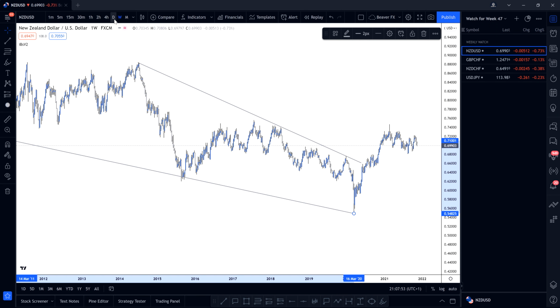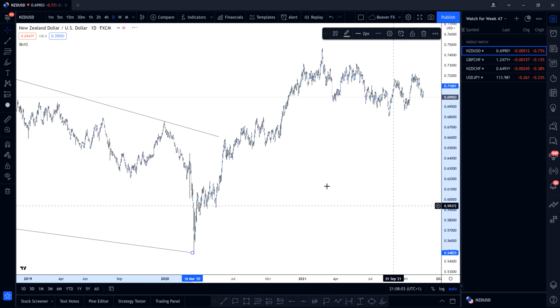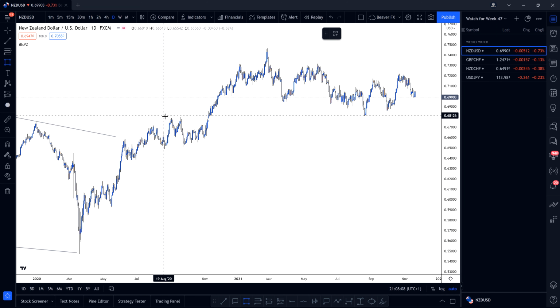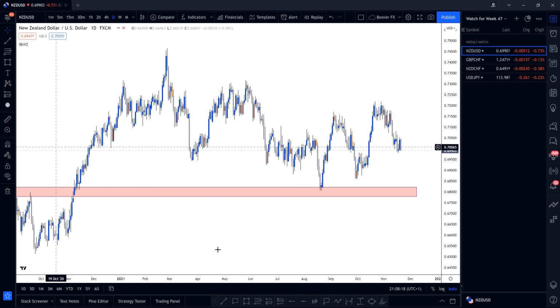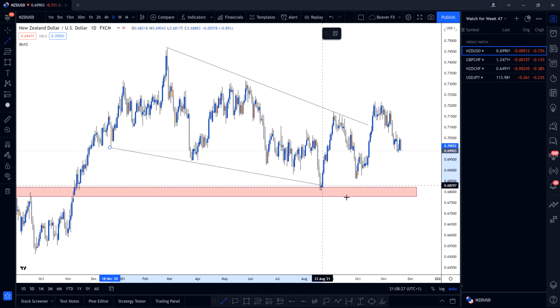So let's go down to the daily time frame. Let's see what we have. I can see a previous resistance that is now a support. And I can also see a descending channel here.